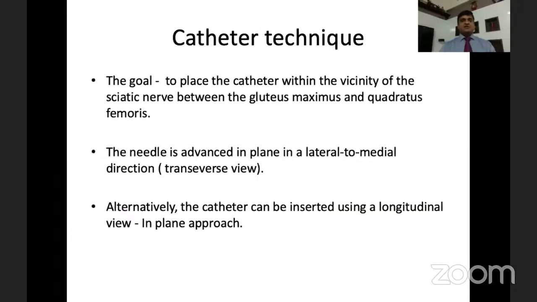Coming to the catheter technique, the goal is to place the catheter in the vicinity of the sciatic nerve between gluteus maximus and quadratus femoris. The needle is advanced in plane in lateral to medial direction while keeping the nerve in transverse view. One should confirm the presence of the catheter below the gluteus maximus fascia. Alternatively, the catheter can be inserted using a longitudinal view, that is, an in-plane approach.